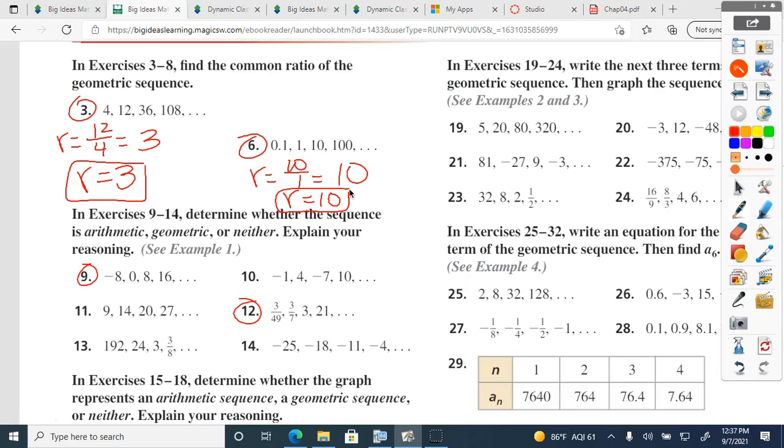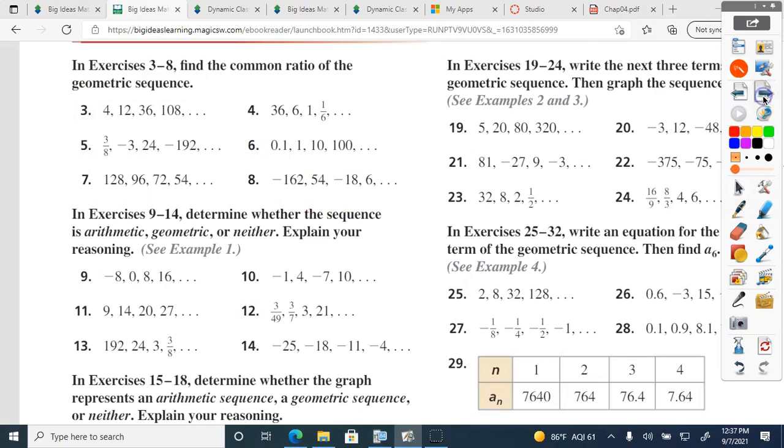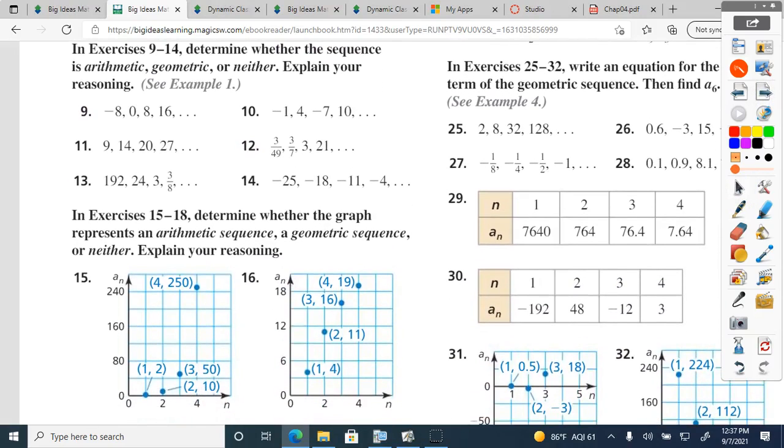Now, if you did 1 divided by 0.1 in your calculator, it's going to give you 10, or 100 divided by 10 will give you 10. So what I want you to understand is if it tells you it's geometric, you don't have to worry about them being the same. They have to be the same if it's geometric. Everybody good on 3 and 6? All right, let's scoot it up a little bit. Let's go to 9.